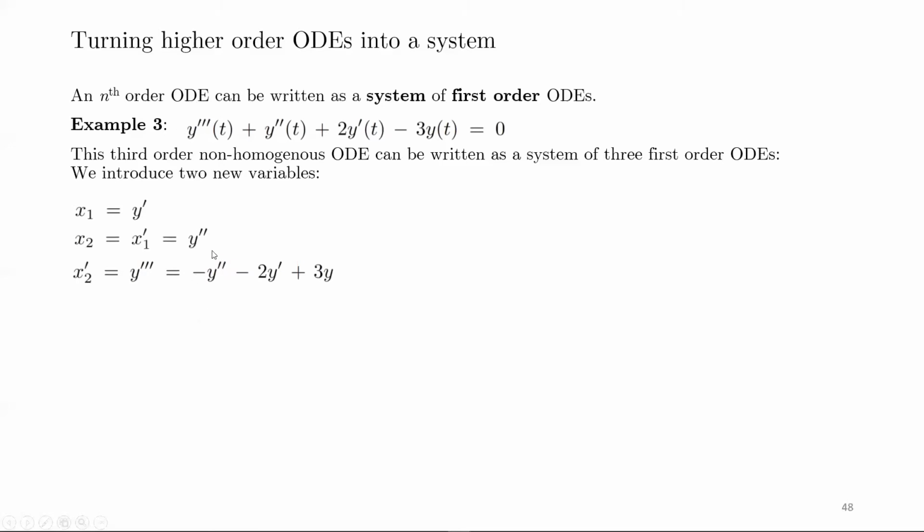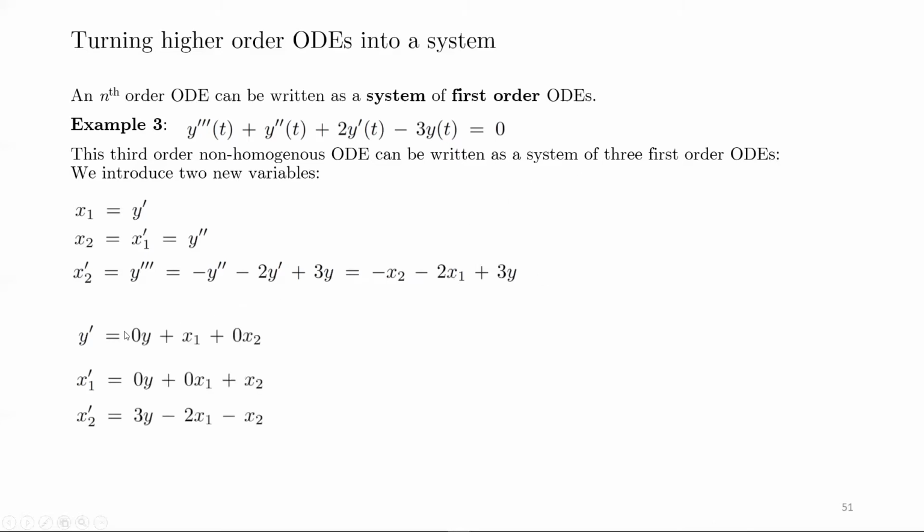Okay, but y double prime, I've already said that it's equal to x2, right? So x2 equals y double prime. So this is actually negative x2. Y prime, I've already said that is equal to x1. So this second term here is actually negative 2 times x1. And well, y is a dependent variable, so I can leave that as it is. So I can write x2 prime is equal to negative x2 minus 2x1 plus 3y. Therefore, I can write my 3 first order linear ODEs as y prime equals x1, so from this first equation here, x1 prime equals x2, and x2 prime equals negative x2 minus 2x1 plus 3y.